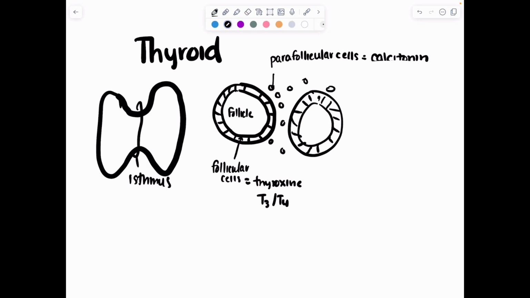Now, calcitonin has something that acts against it. It does the opposite of what it does. So this brings calcium in. How do I take calcium out? If I go on the back of the thyroid, I have 4 small little glands.